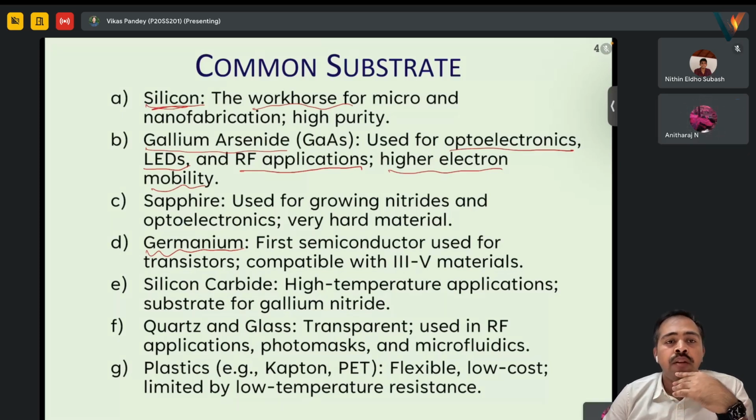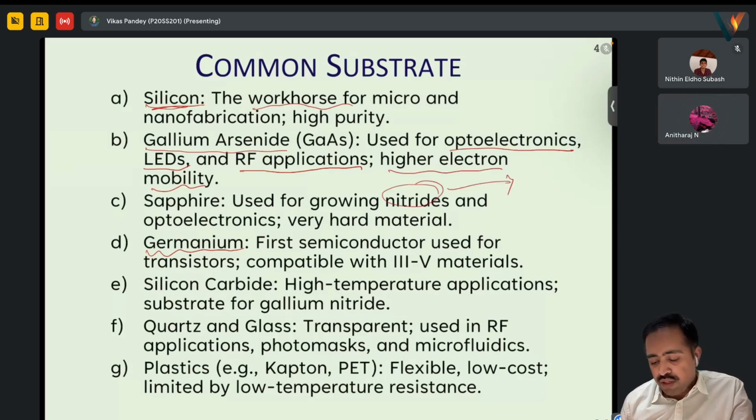Then comes sapphire, which is used for growing nitrides. When we are talking about nitrides, we are mostly talking about the 3,5 compounds.